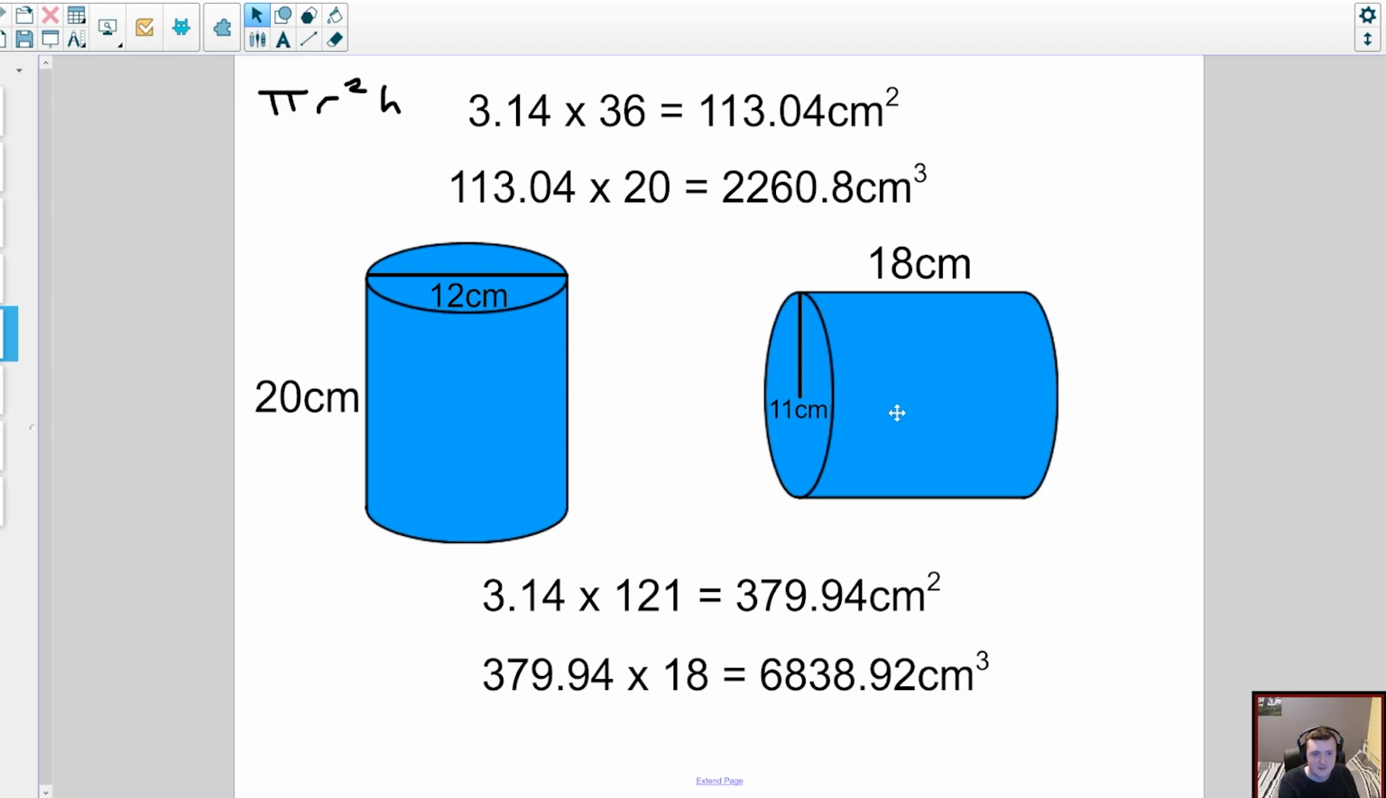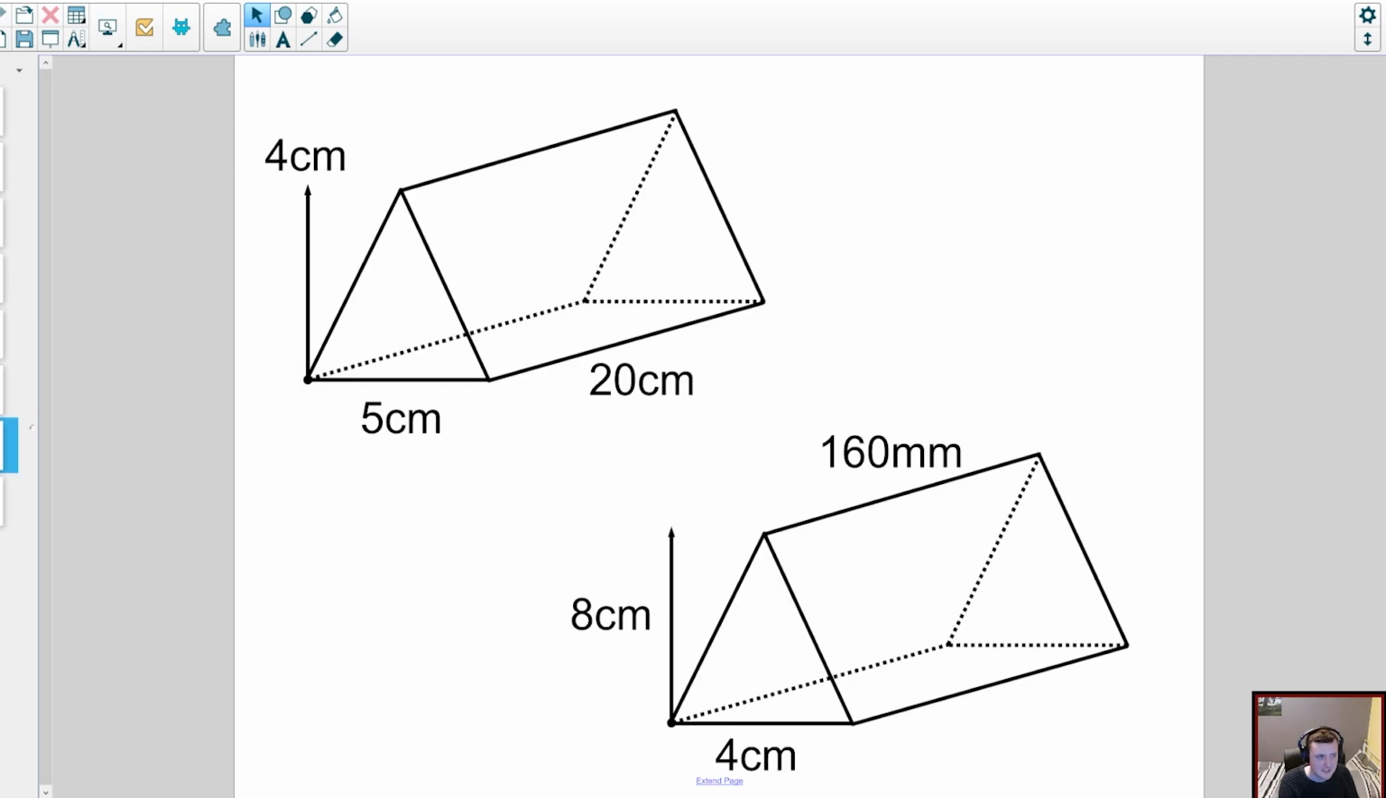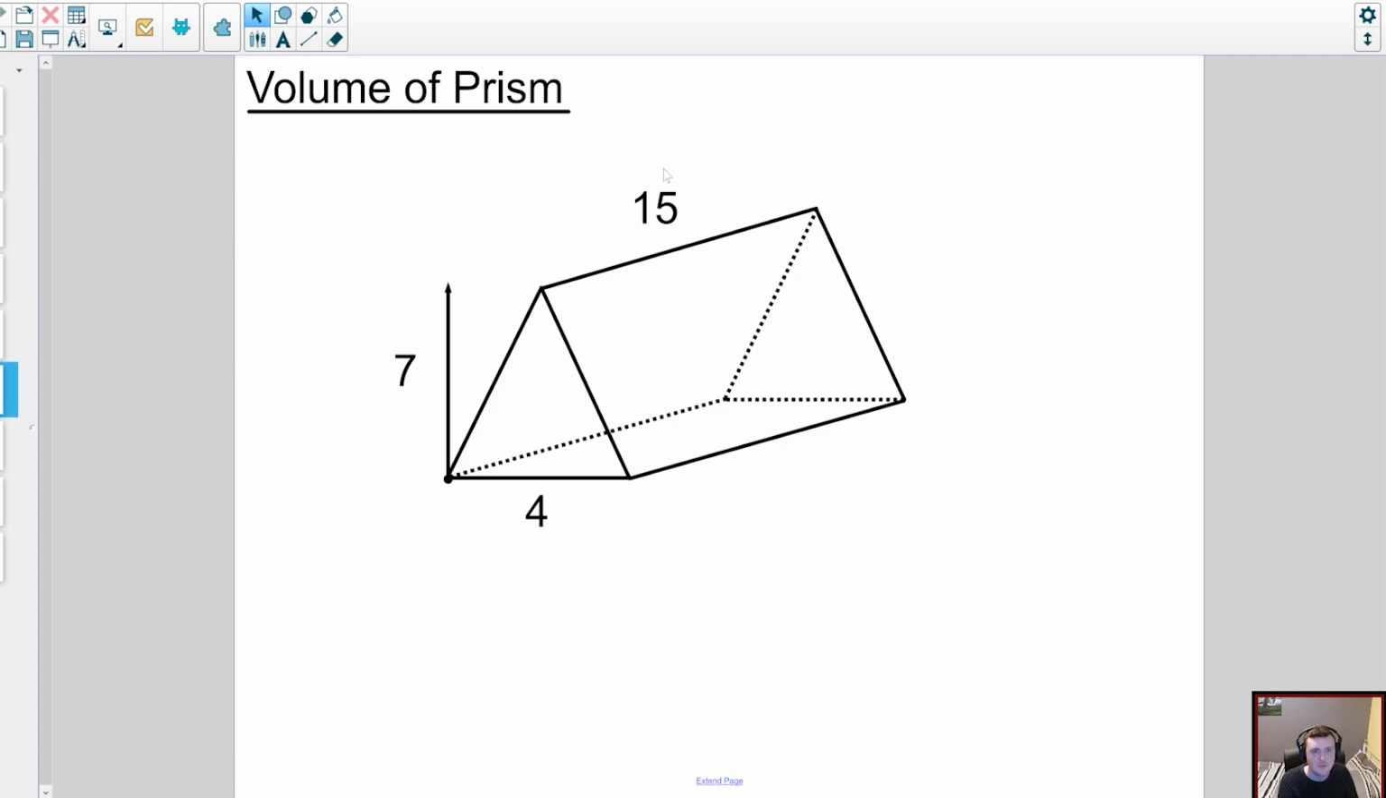Moving on from here, we've got a prism. I'm going to insert a slide here because there's something I need to add. A prism. Now, you'll be glad to know we don't have to remember the formula for working out the volume of a prism. Anything other than a cube, a cuboid, and a cylinder, you'll be given how to do in the exam.